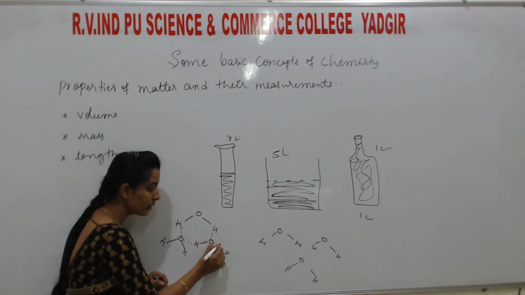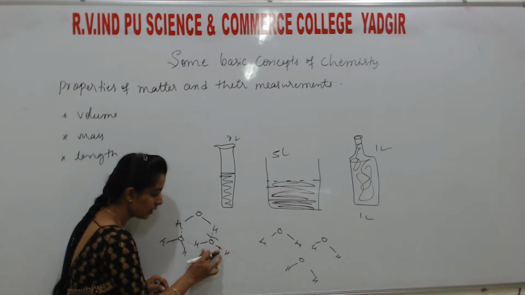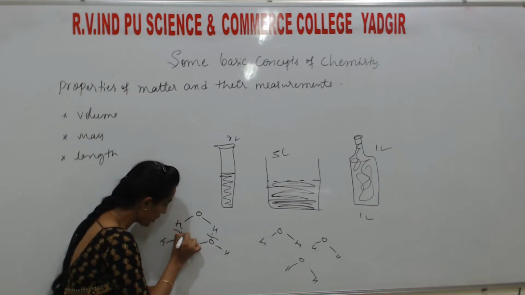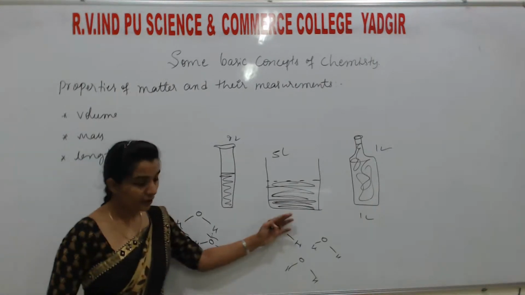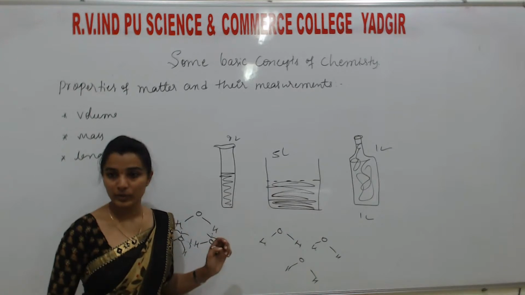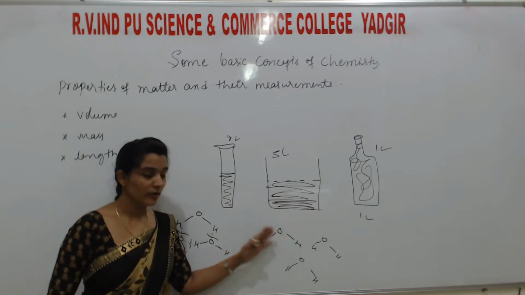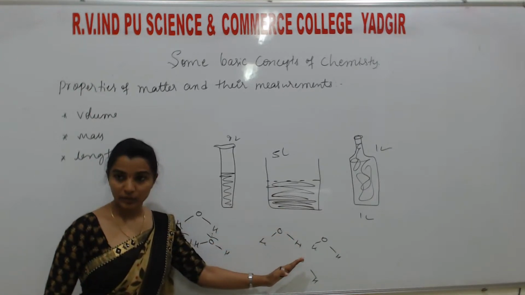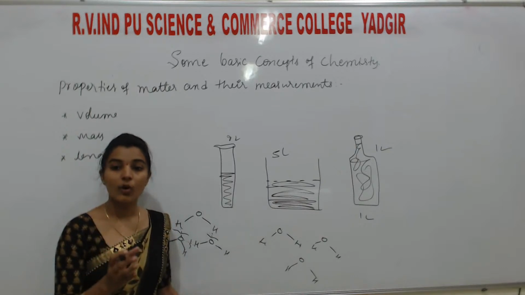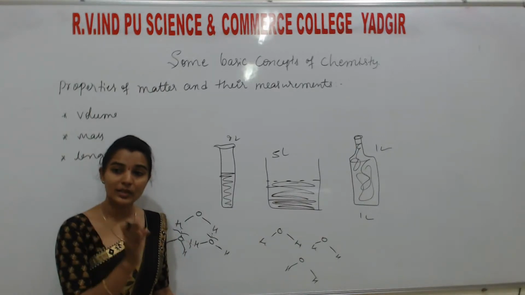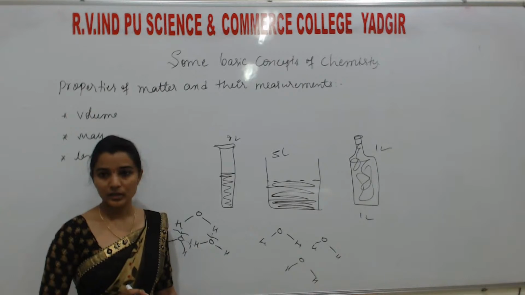So after heating, this hydrogen bond gets broken and they move somewhat far away from each other. So that's why ice converts to liquid. But we cannot see how the bond breakage takes place. That is the chemical property. Understand? But solid to liquid is a physical property.